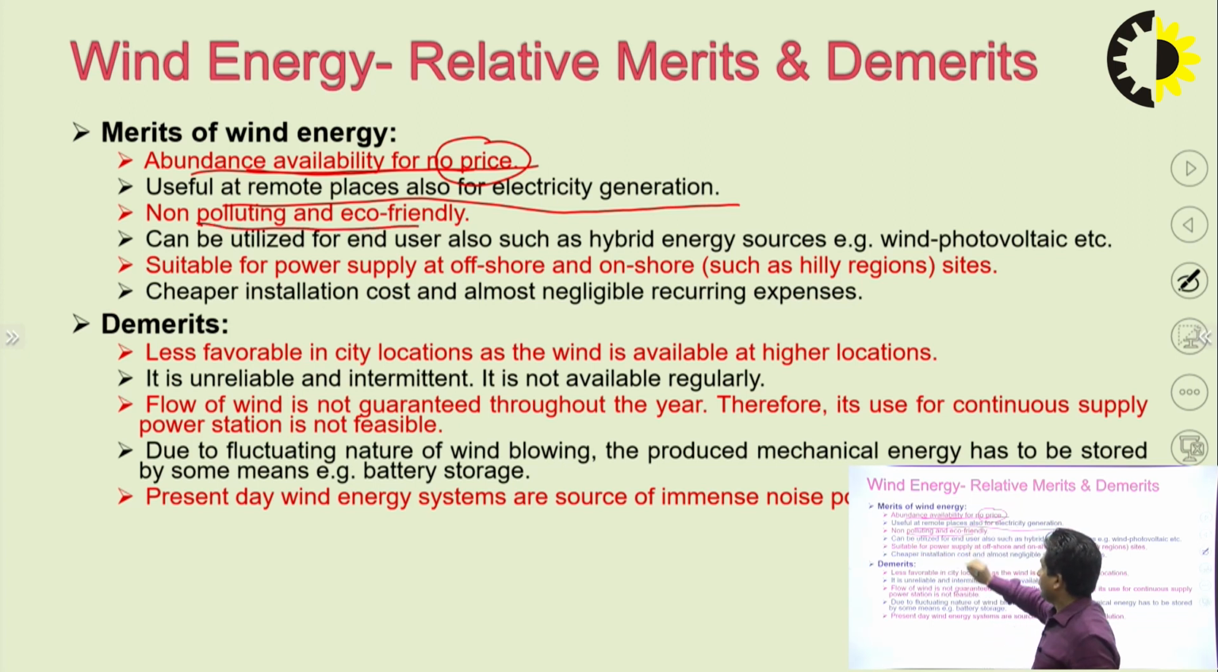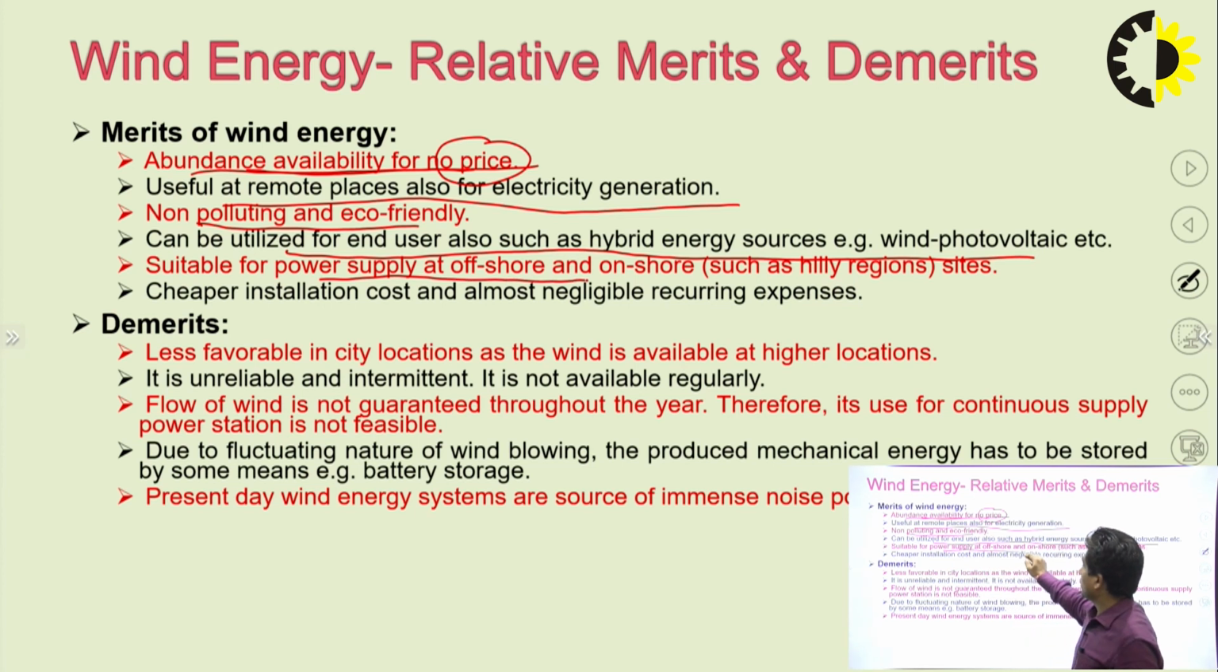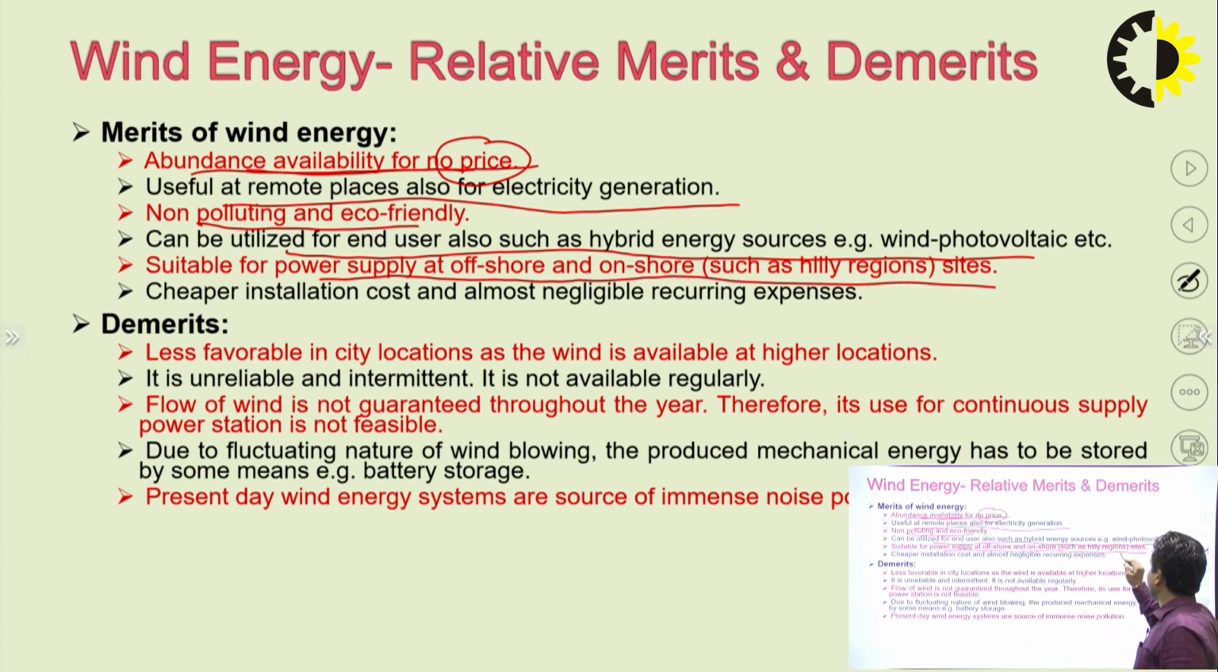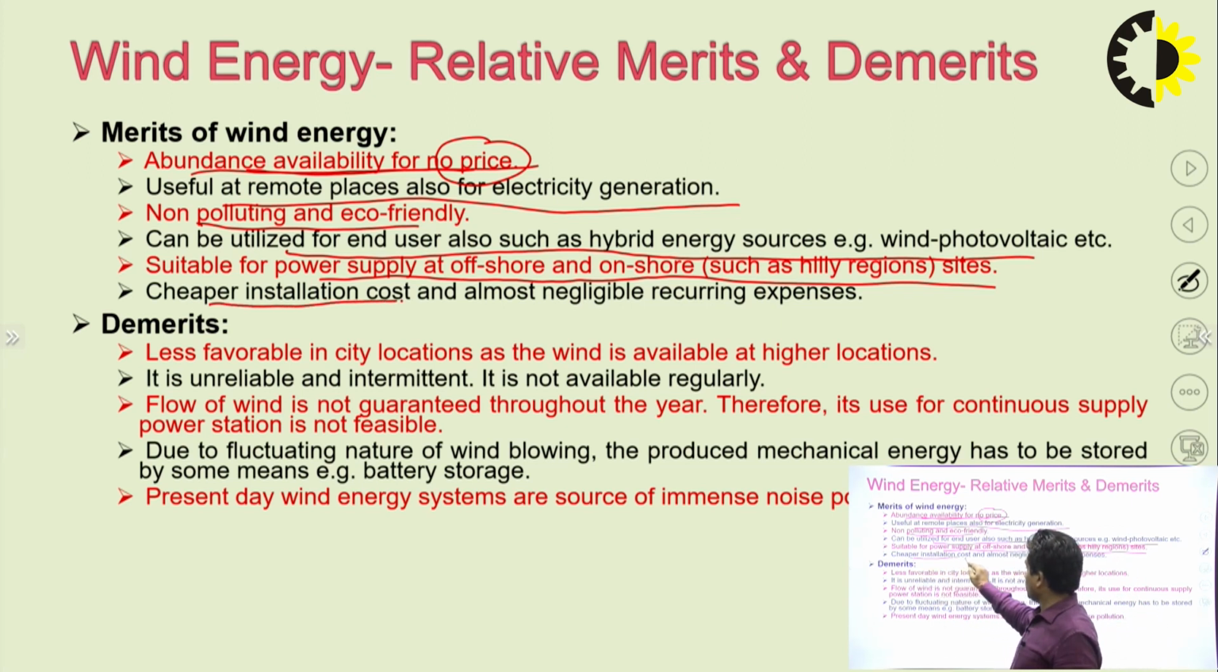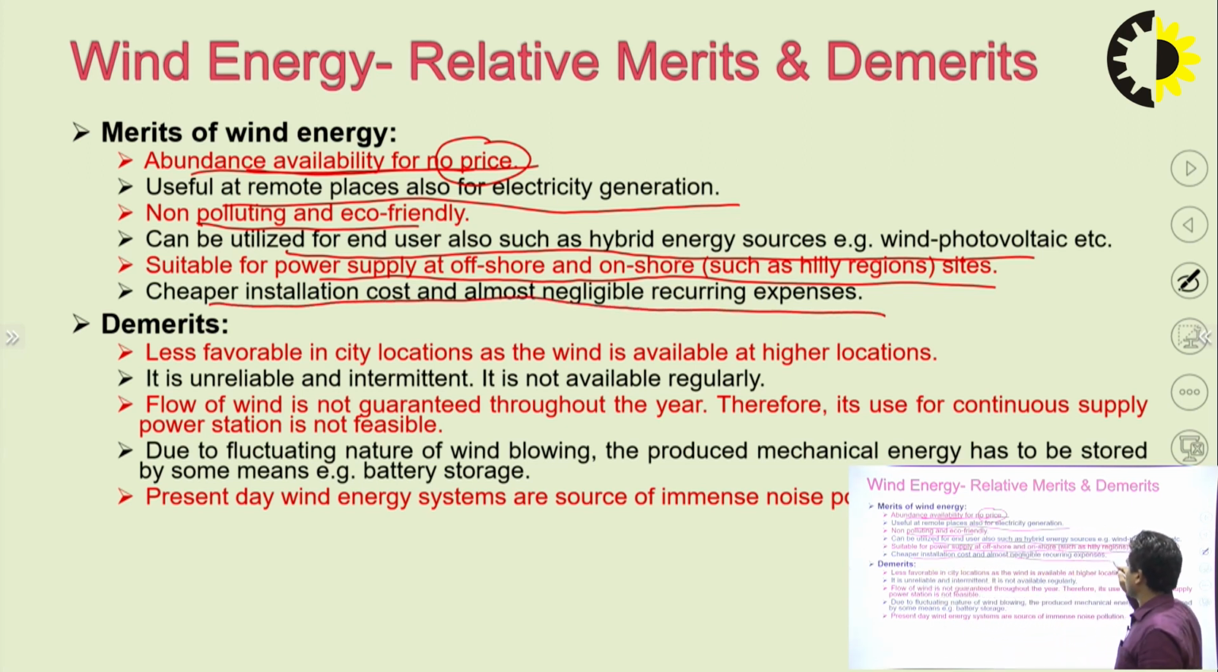Non-polluting and eco-friendly. We don't generate any fuels or burn fuels, so carbon generation and other emissions don't occur; it is very eco-friendly and non-polluting. It can be utilized for the end user also, such as hybrid energy sources, wind photovoltaic, suitable for power supply at the offshore and the onshore, such as hilly region sites, where installation cost is cheaper and recurring expense is almost negligible.